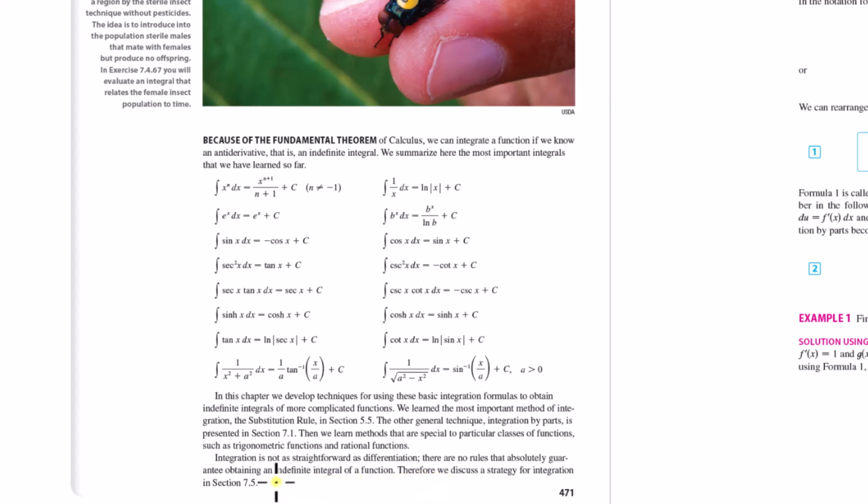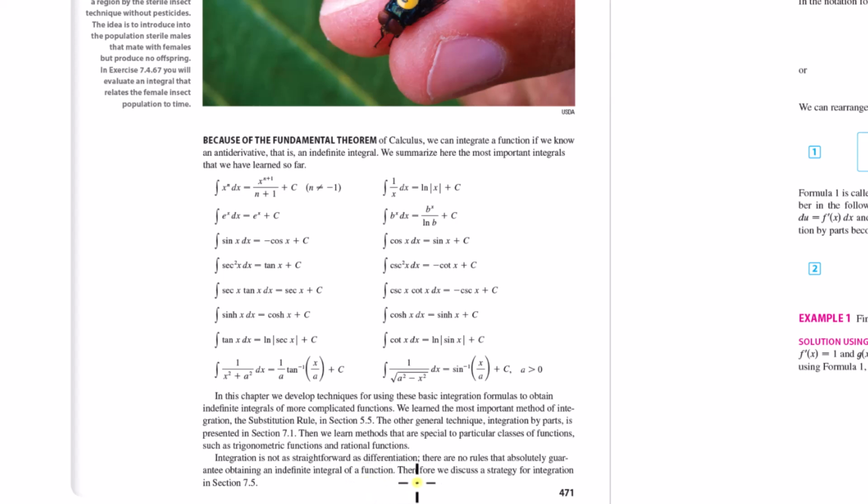Therefore, and again, they keep saying indefinite integral because the indefinite integral is technically the antiderivative, right? But again, even with definite integrals, it's all about finding the antiderivative. So therefore, we discuss a strategy for integration in section 7.5. So integration is more difficult than differentiation. It's not as straightforward. Like they say, there are no rules that absolutely guarantee obtaining an indefinite integral or an antiderivative, but it's not so bad. You'll get used to it. It just takes a little more practice.